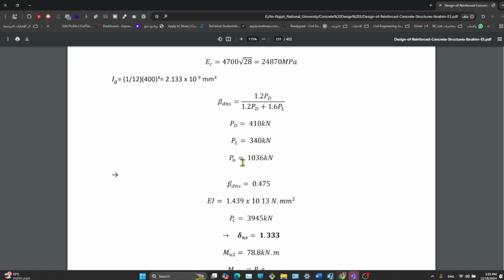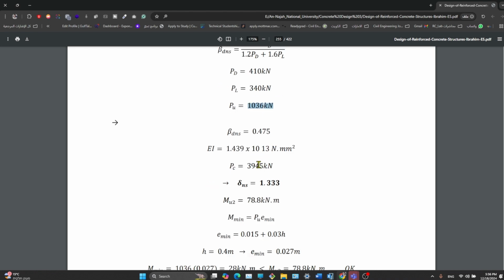Okay, so we will need it for the other computations. Now, beta DNS is equal to 1.2 B dead over the B dead plus B live. So B dead is given, B live is given, B ultimate also is given. Then beta DNS is computed: 0.475.